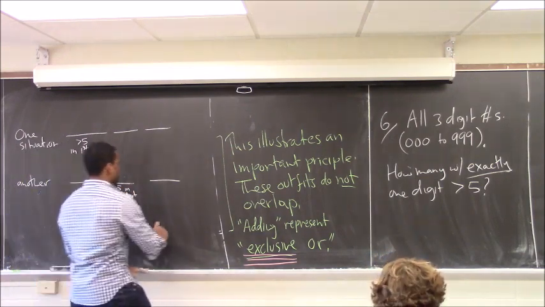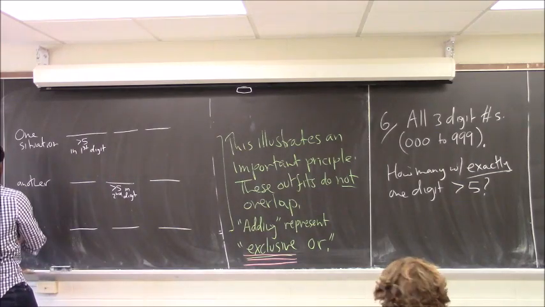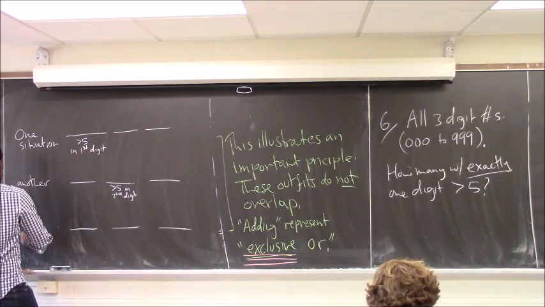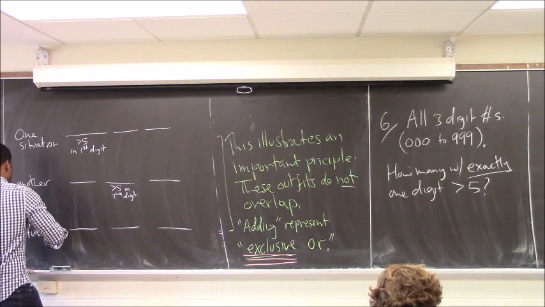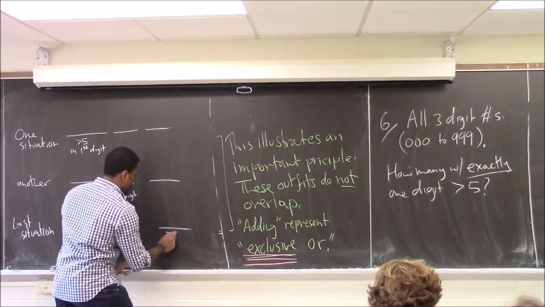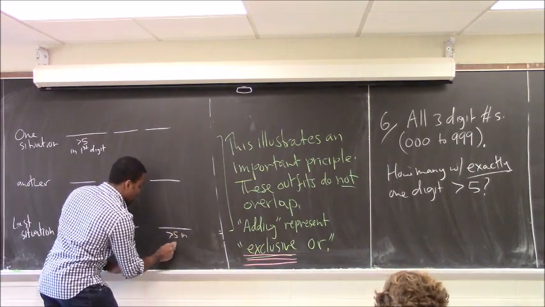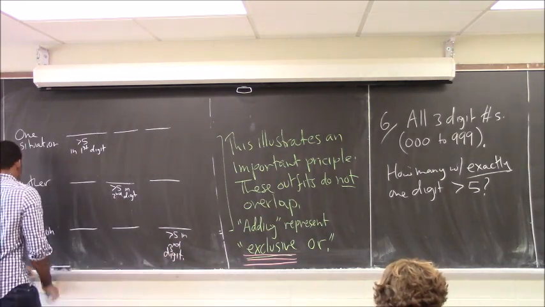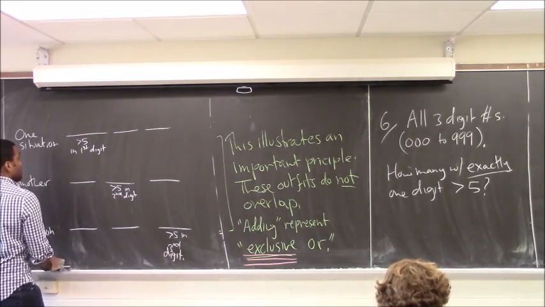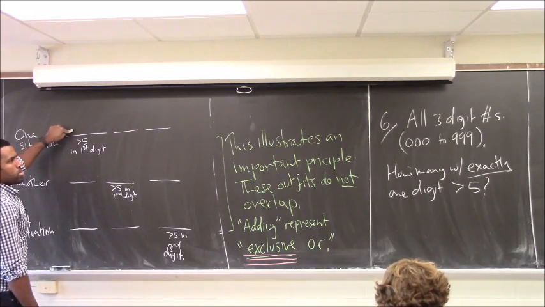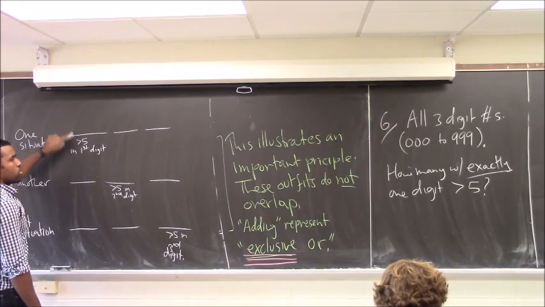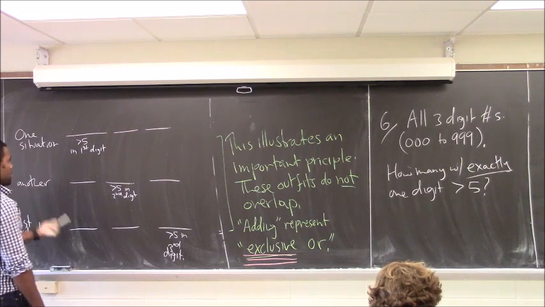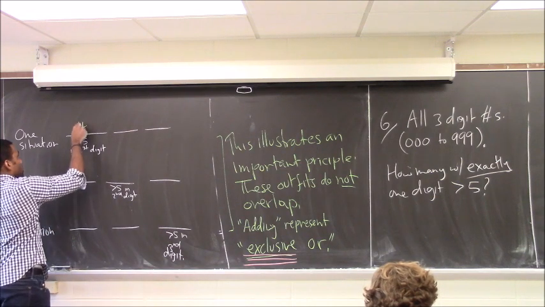Another situation you could have, and this would be the last one, is that the third digit is greater than 5. So how many choices do we have here greater than 5? 4. So that's the 6, 7, 8, 9. So there are 4.